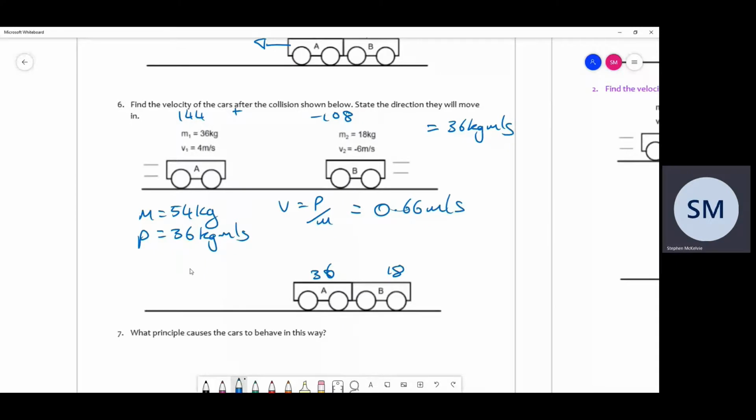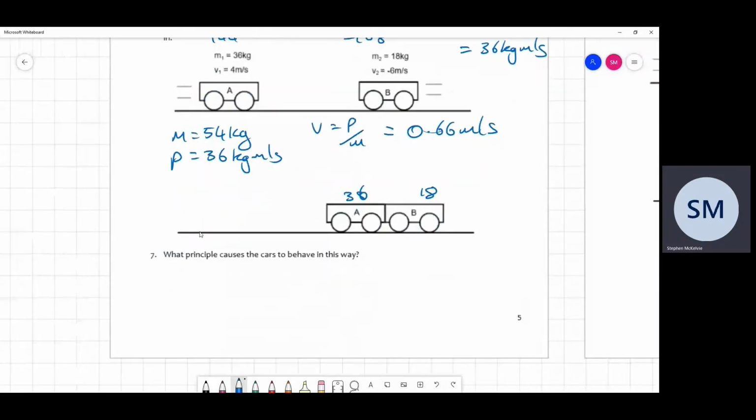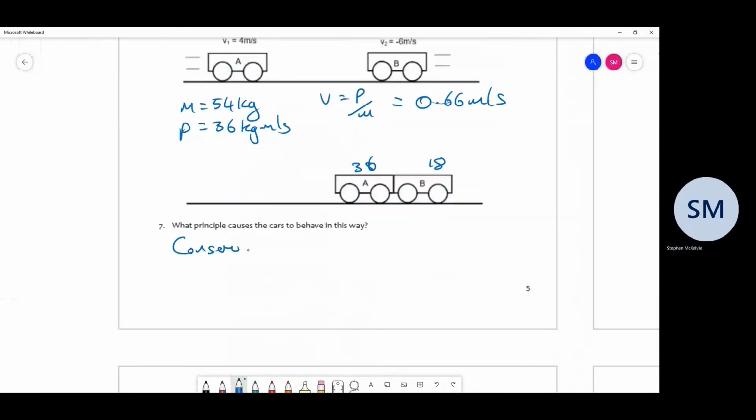The principle that causes cars to behave in this way is the conservation of momentum. Okay, pause this here.